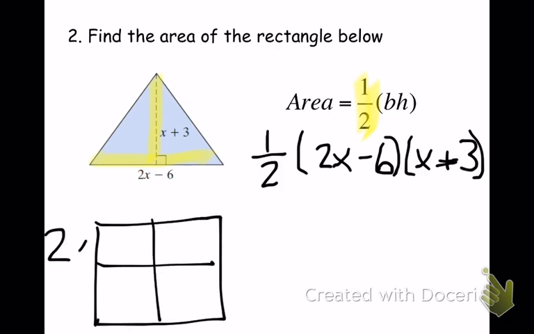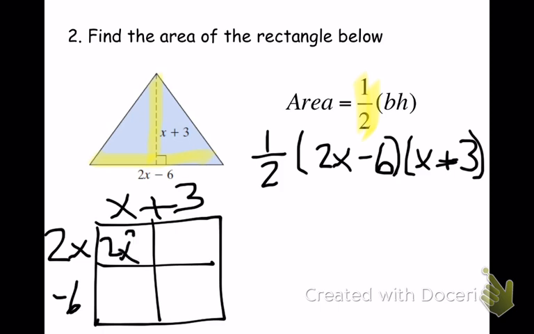I'll put 2x minus 6 and x plus 3. And just repeat the same process as before. It's very similar to the previous problem, same idea. We're going to go ahead and start multiplying.